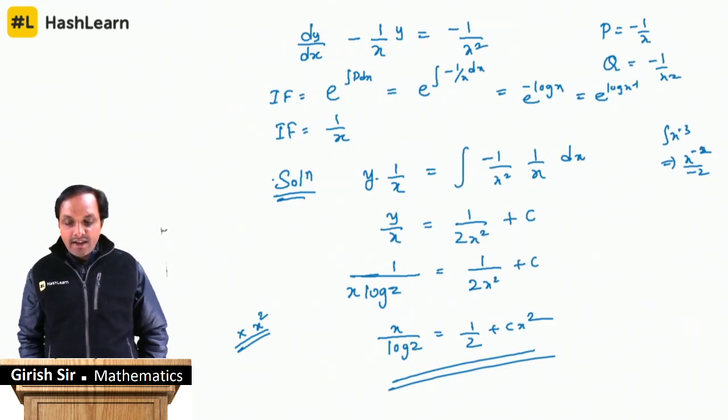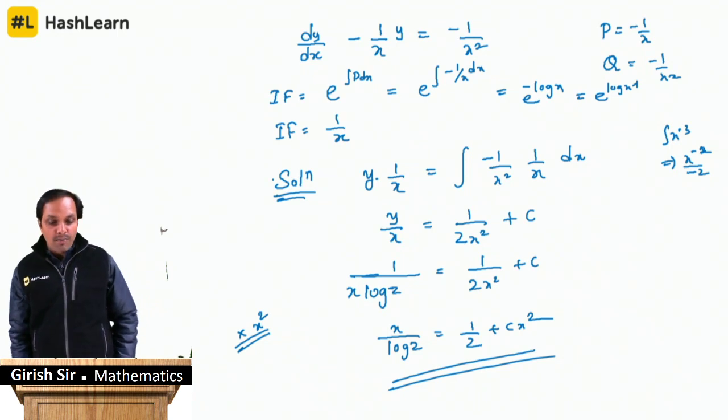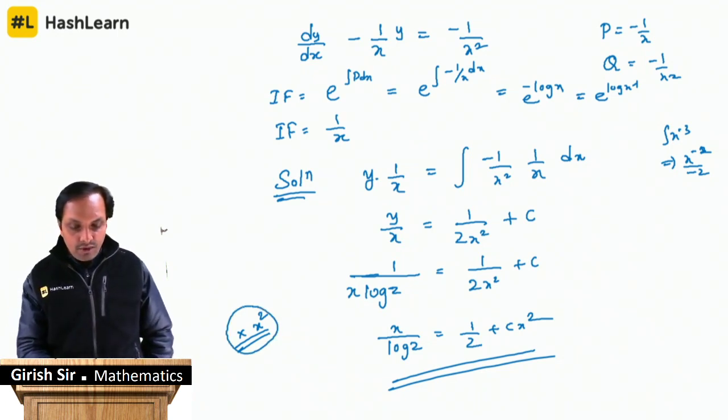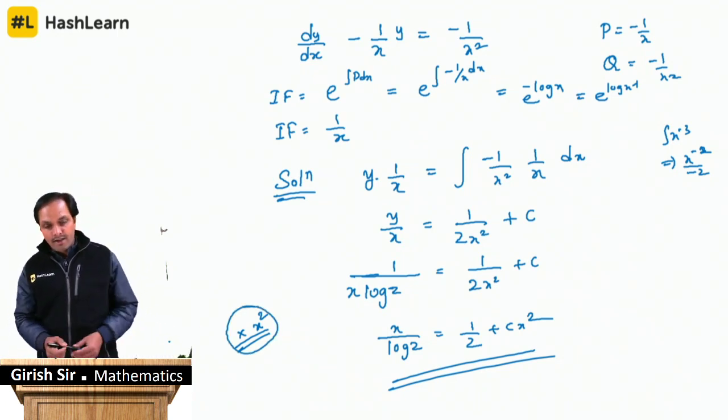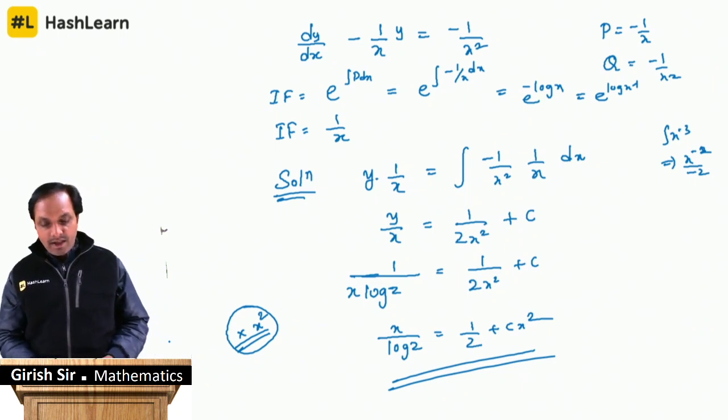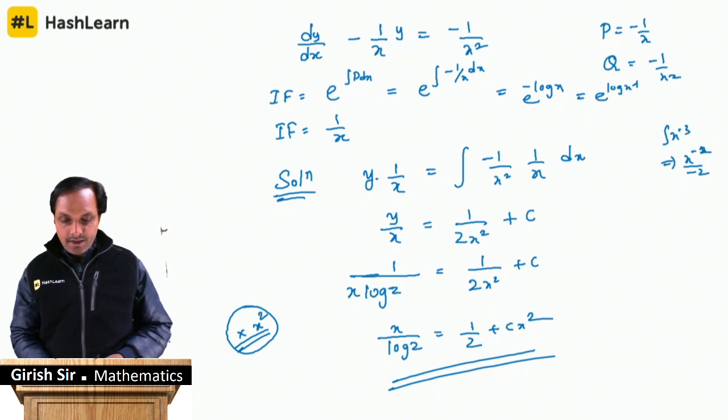So to bring it in the standard form, according to the option, we are multiplying throughout by x square. So x square से multiply करने के बाद हमें option A मिल रहा है. That is your answer.